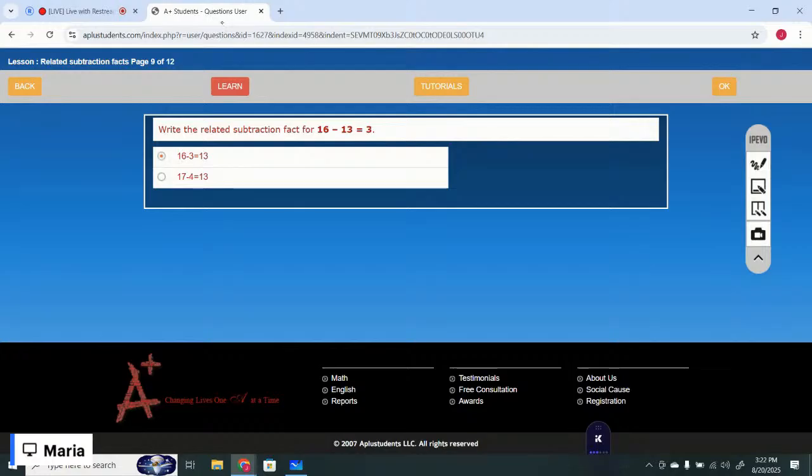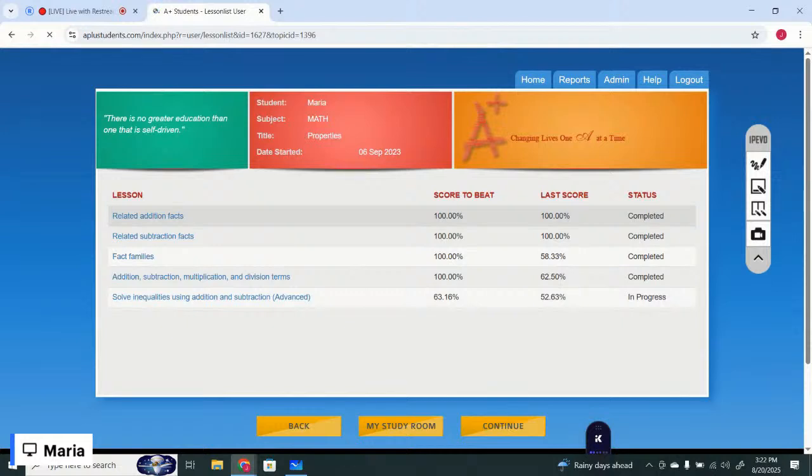16 take away 3 is 13. Option number 1 is the correct option. Okay, you can complete the lesson by yourself later today. Let me just move on to the next lesson, that is fact families.